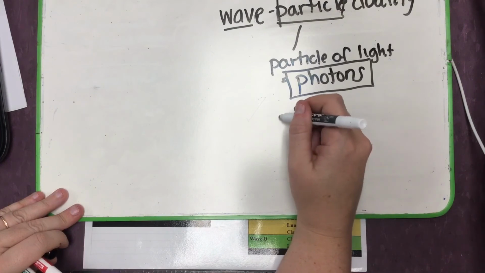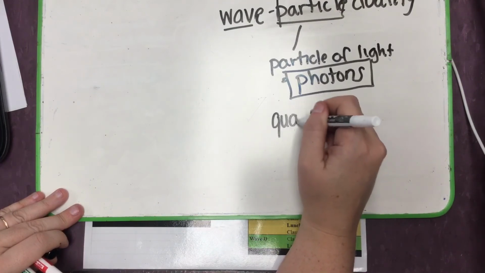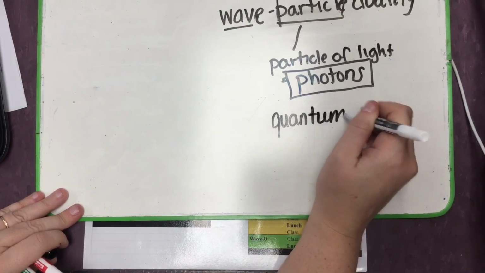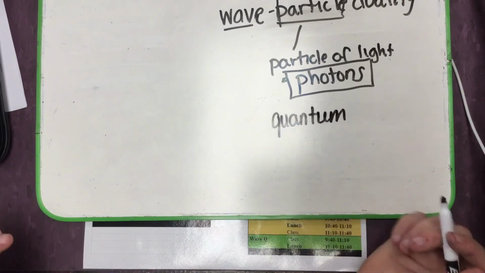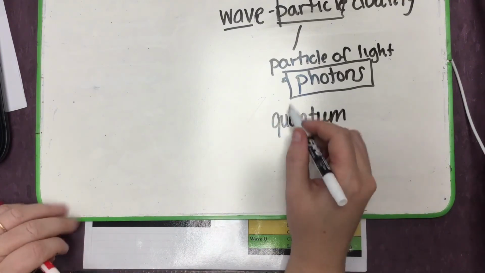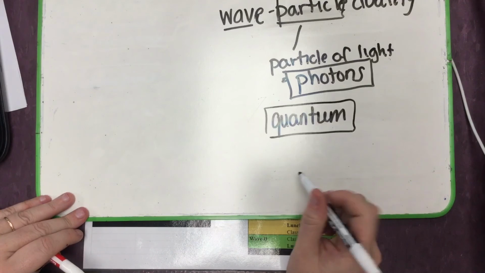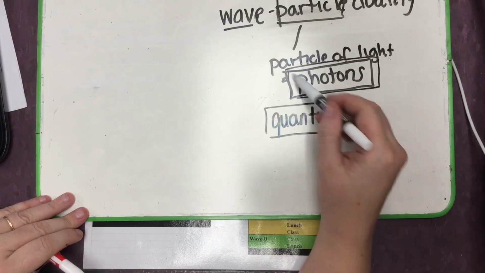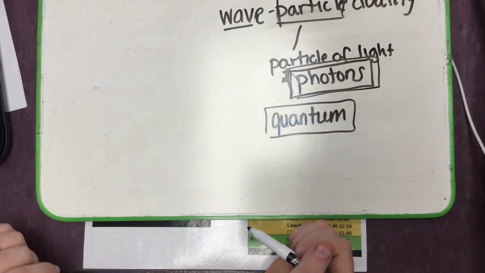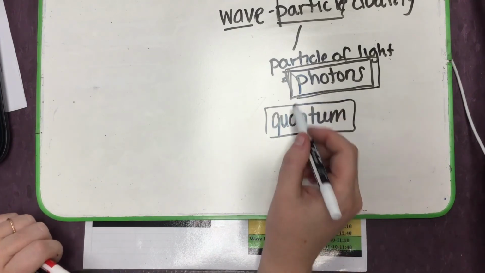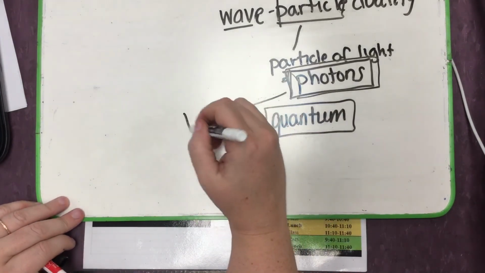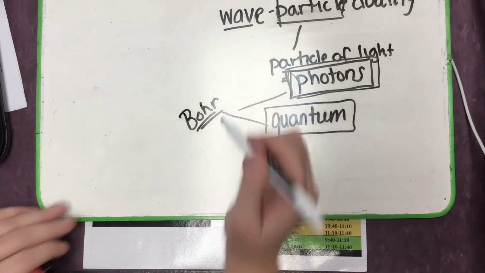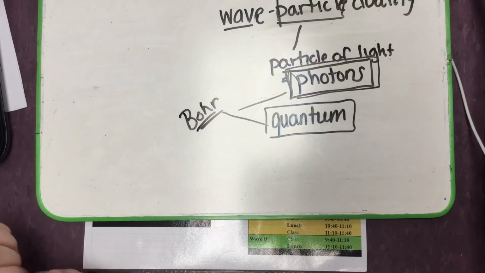Any particle of energy could also be considered a quantum. You might have heard quantum theory or quanta if it's plural. This is the generic term for a particle of energy. This is the specific term if that energy happens to be light energy. But both of these we're going to be using when we describe Bohr and also Schrodinger's model later. So it's important definitions to have.